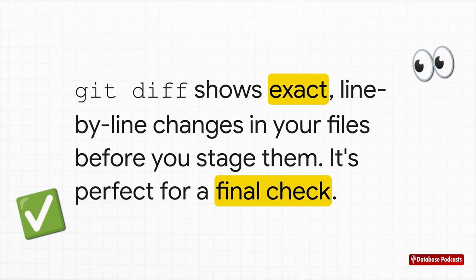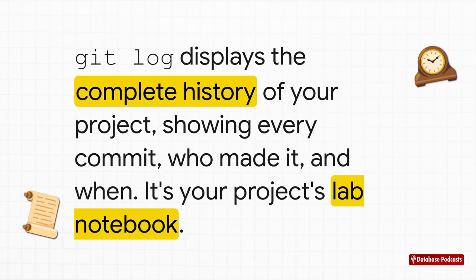It's the perfect last-minute check to catch a typo or a bug before it gets written into your project's history forever. And after you've made a few of those commits, how do you actually look back at all that history? Simple. Git log. This command basically turns your project into the world's most detailed searchable lab notebook. You can see every single snapshot, who made it, exactly when they made it, and the message they left behind.